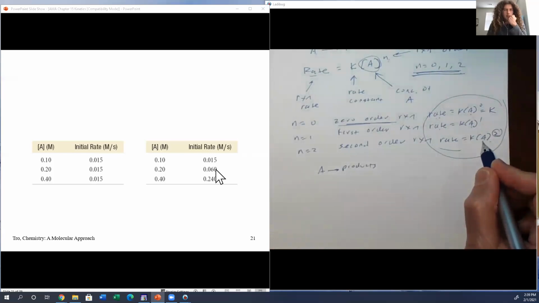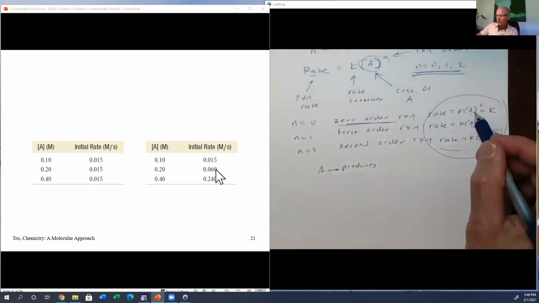9. 3 squared. So it'd go up by 9. Right? What if I quadrupled it? It'd go up by 16. 16, right? 4 squared. Okay? So zero order, change the concentration, rate is unaffected.